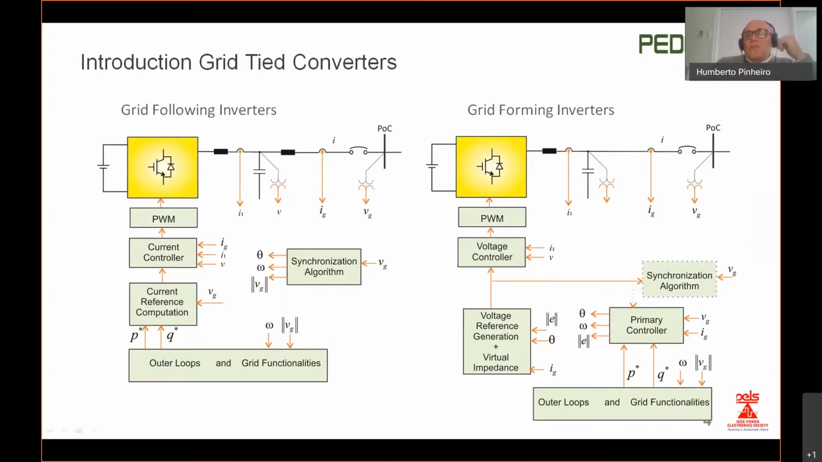So the voltage reference comes from this primary controller, which is the topic of our presentation today. Therefore, the inverter can be seen as a voltage source behind an impedance. The primary controller is responsible for providing the active and reactive power sharing, which is the key characteristic for paralleling inverters. This concept has been used in UPS, but it is also adopted for microgrids as well.